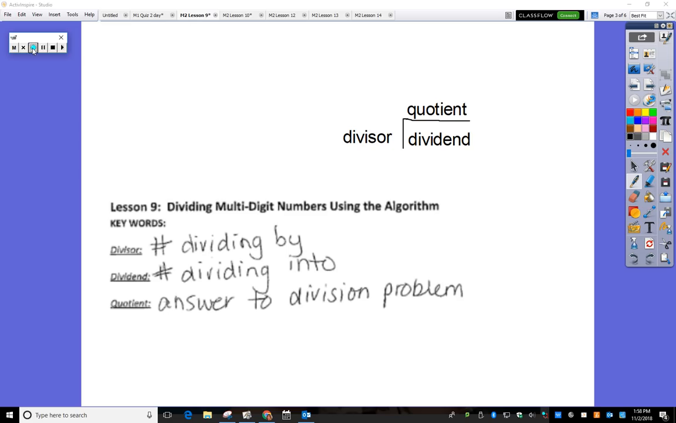In lesson 9, we're going to look at dividing with decimals and whole numbers. So we're just going to review some keywords here. A divisor is the number that you're dividing by. The dividend is the number you're dividing into, and the quotient is the answer to a division problem. If set up this way, your dividend is the number inside what I refer to as the house. Outside is your divisor, and then up top is your quotient.